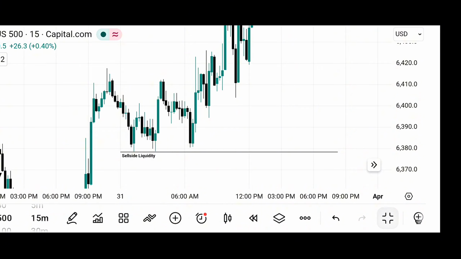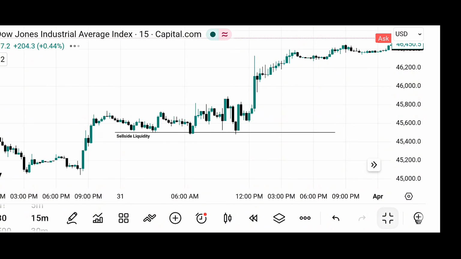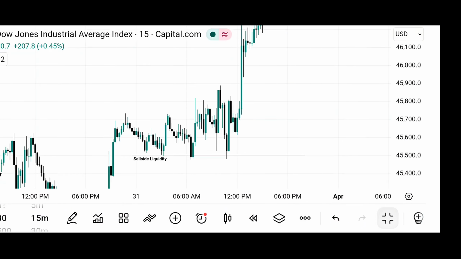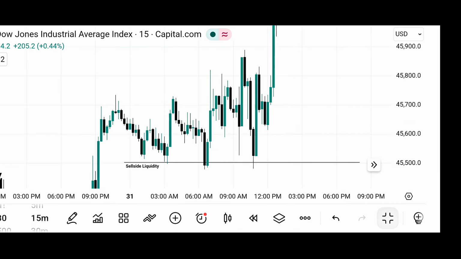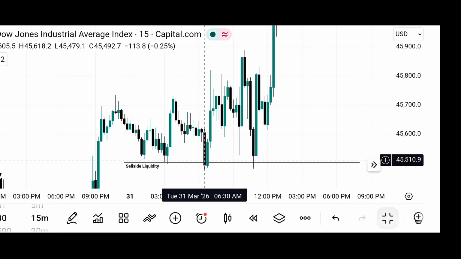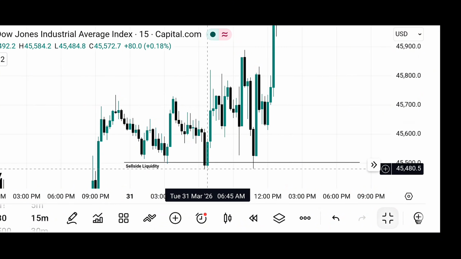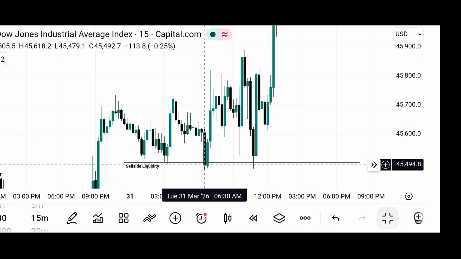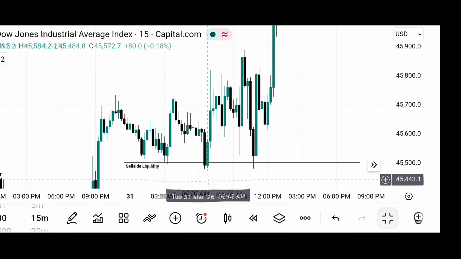And also the move down on the Dow Jones was not a real weakness. The move down of the Dow Jones is a Judas swing. It's a false movement, a false breakout down to trick traders into going short.